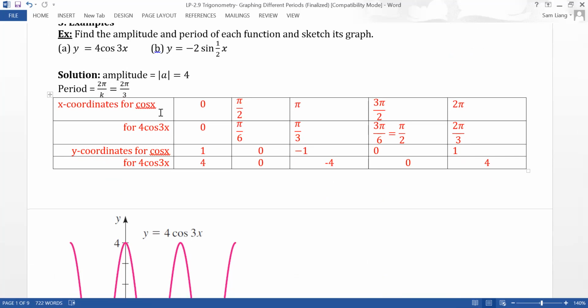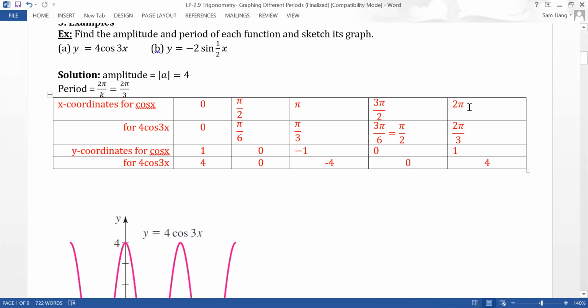Okay, so first row in this table is going to be the x coordinates for cosine x. So just the normal coordinates, from 0 to 2 pi: 0, pi over 2, pi, 3 pi over 2, and 2 pi. And then for the next row, we're going to divide by 3, because the period has been changed from 2 pi to 2 pi over 3. So everything is going to be divided by 3 accordingly.